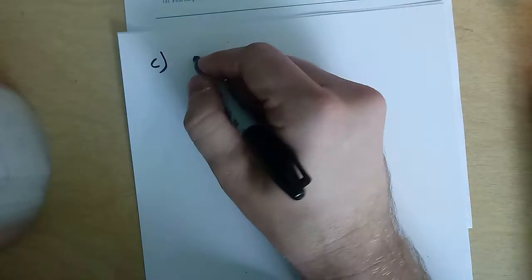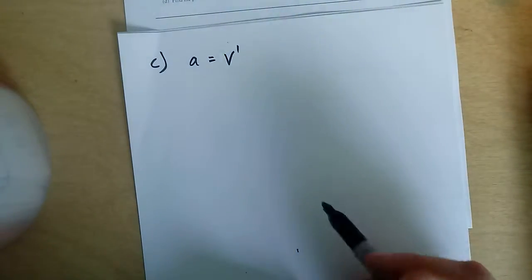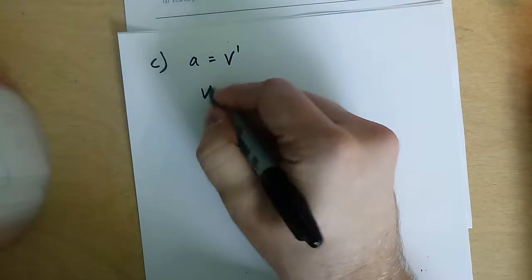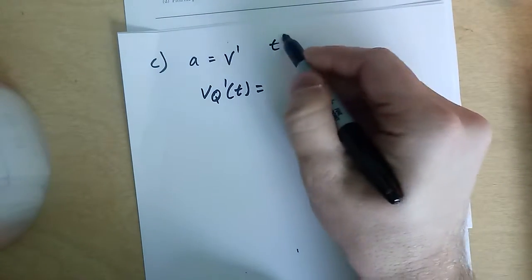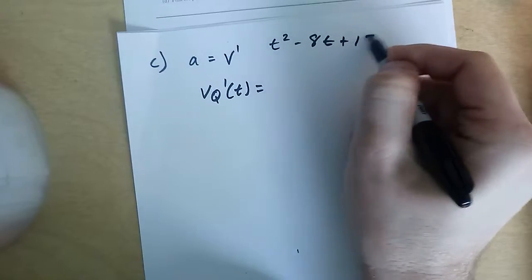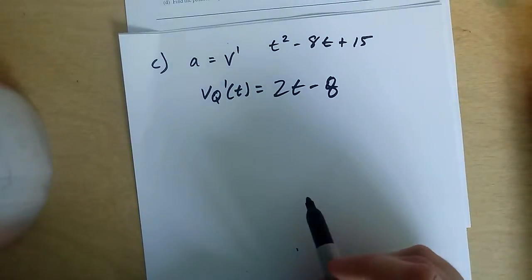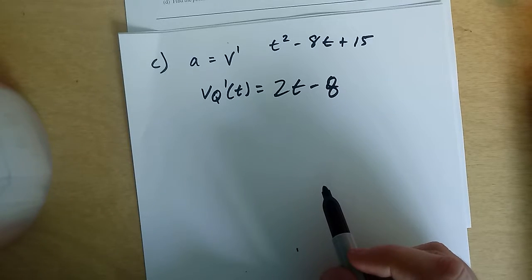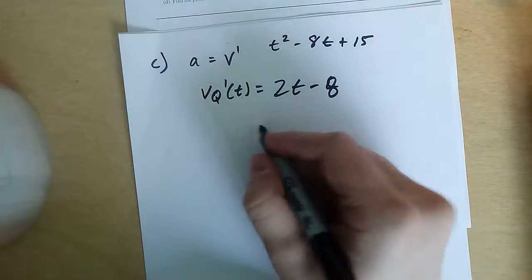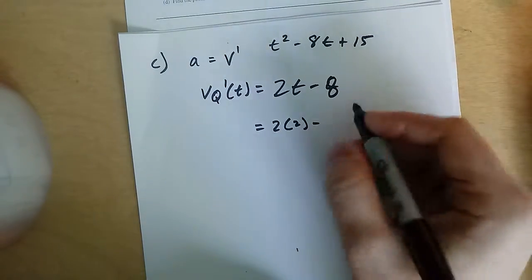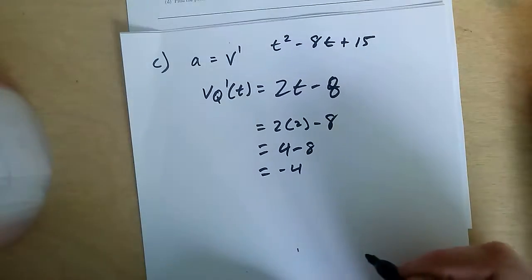Well, acceleration is equal to v prime, so all I've got to do is take the derivative of t squared minus 8t plus 15, which is just 2t minus 8. And it just says find the acceleration when t is equal to 2. Okay, that's 2 times 2 minus 8. That's equal to 4 minus 8. That's equal to negative 4.